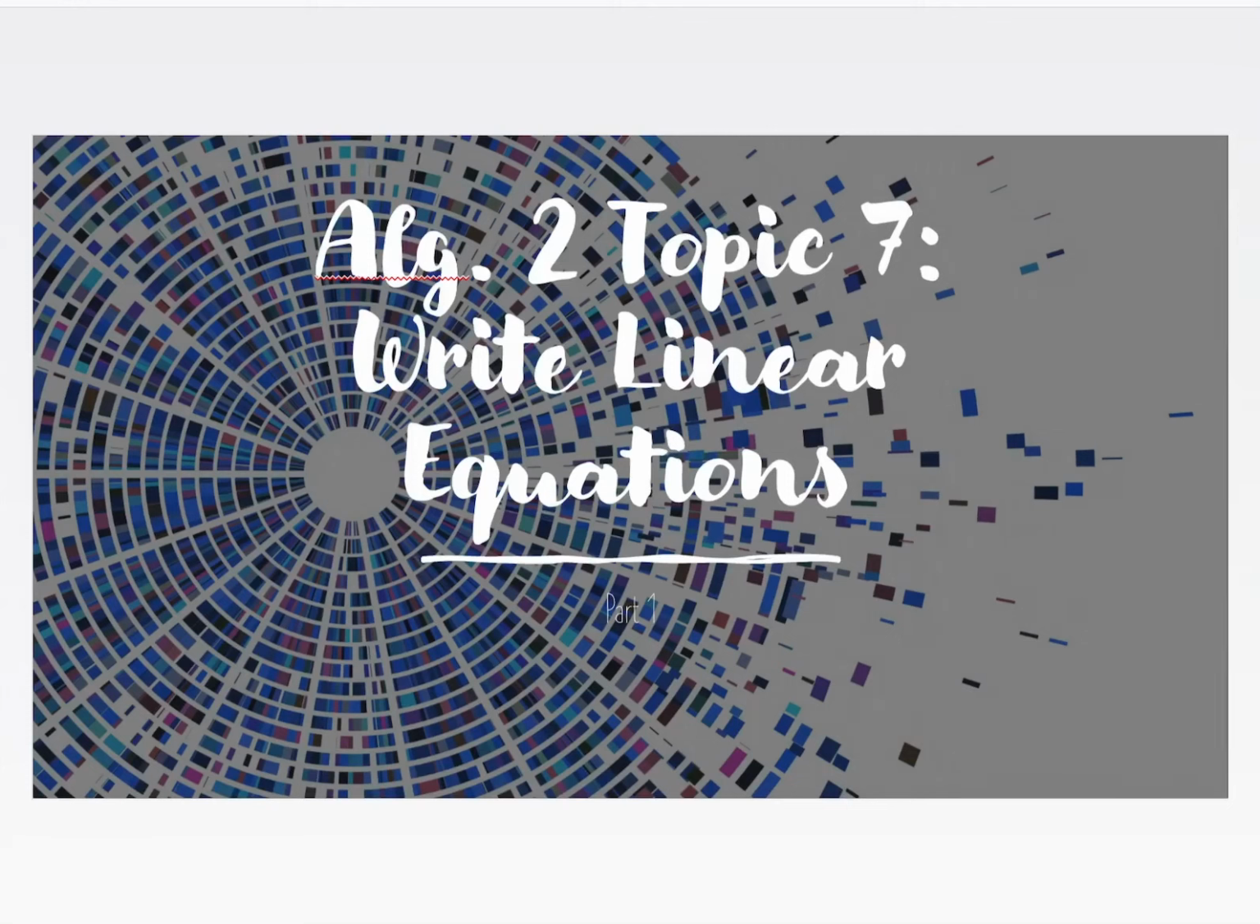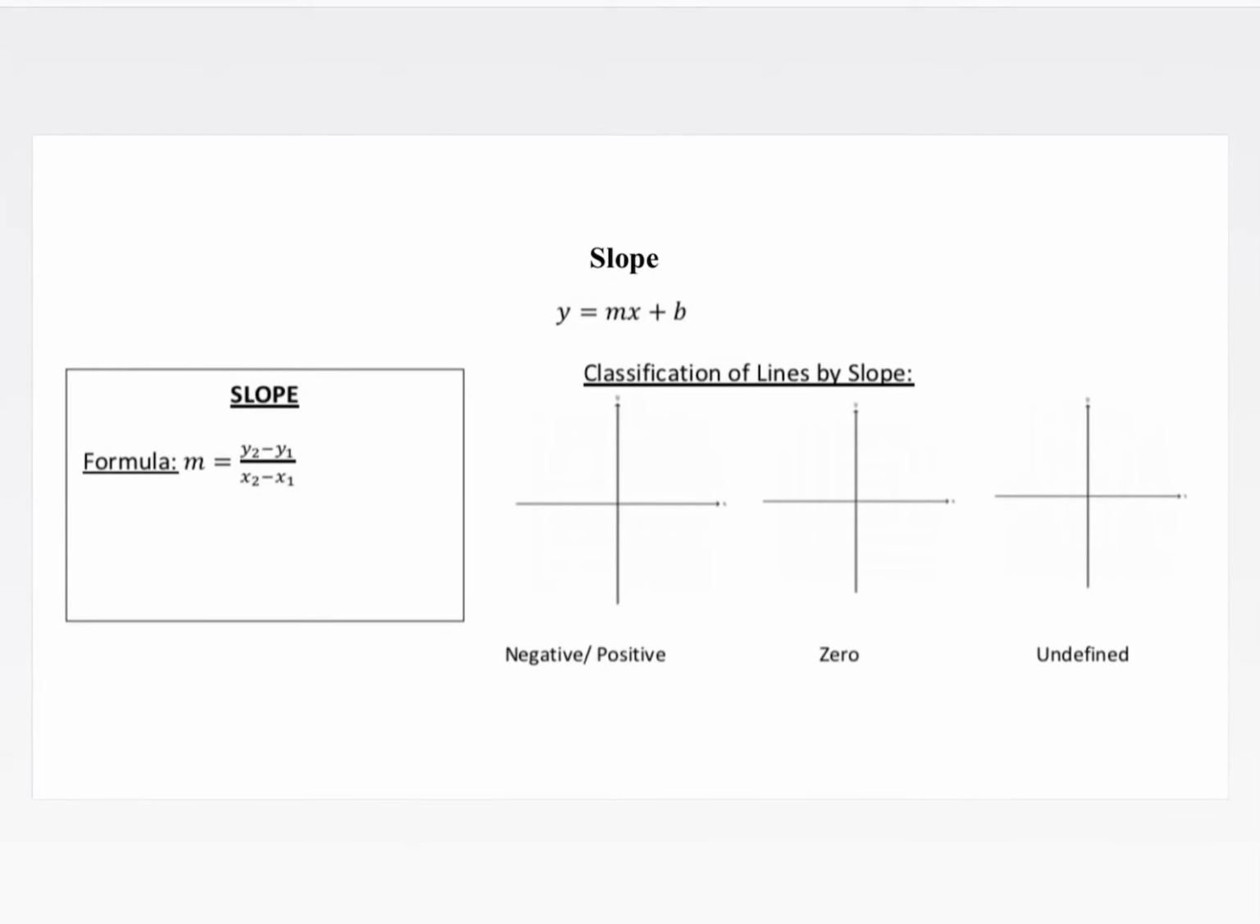Welcome back to Topic 7 for Algebra 2, Writing Linear Equations. In Part 1, we're going to focus specifically on how to calculate the slope of a line as well as how to calculate the rate of change. So first, let's do a little bit of algebra and review with what is slope.